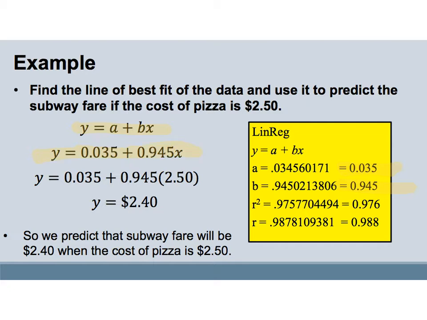I can use it to make predictions by replacing the x with whatever it says x is. It said the cost of pizza is $2.50, so I plug that in there, put that in the calculator, and I get $2.40. So we predict that Subway fare will be $2.40 when the cost of pizza is $2.50.